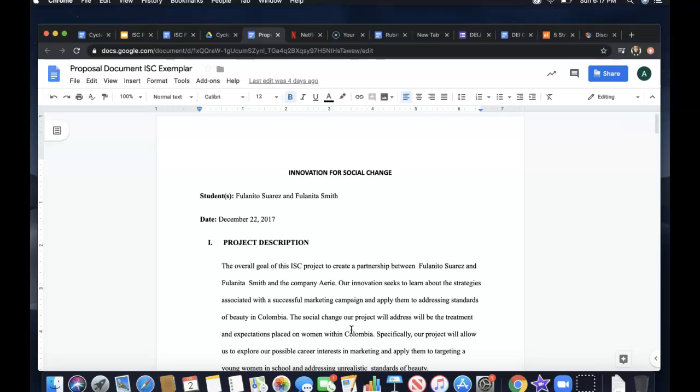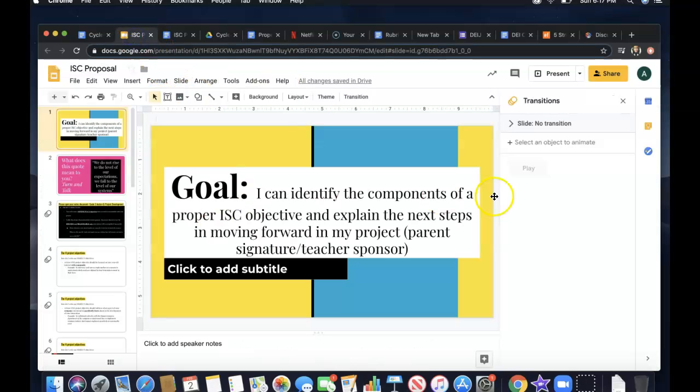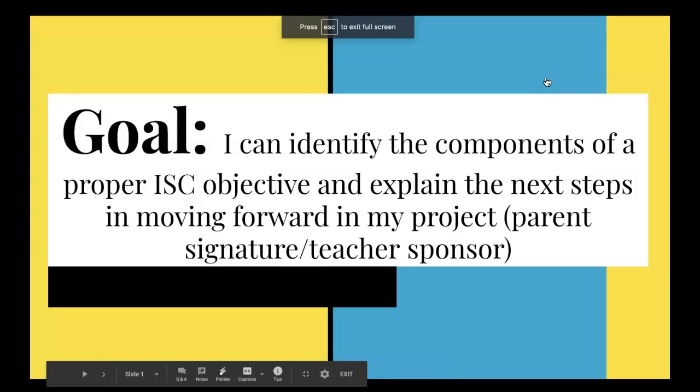The proposal document is a requirement for graduation, so it's really important that we all communicate the same message regarding this document. But for now, for this first lesson plan, they're just thinking about and learning how to write proper objectives for the purpose of the project.